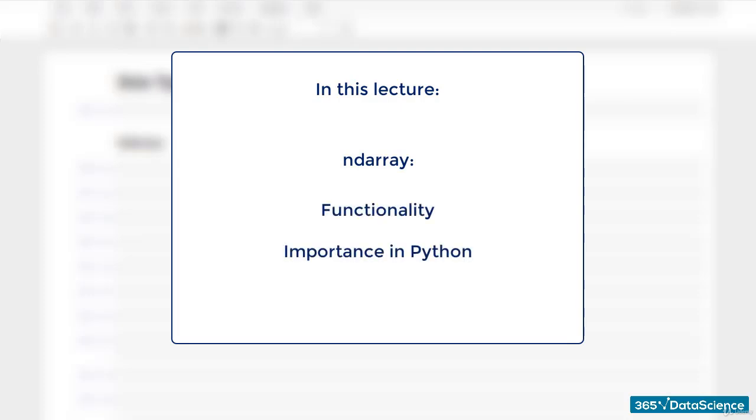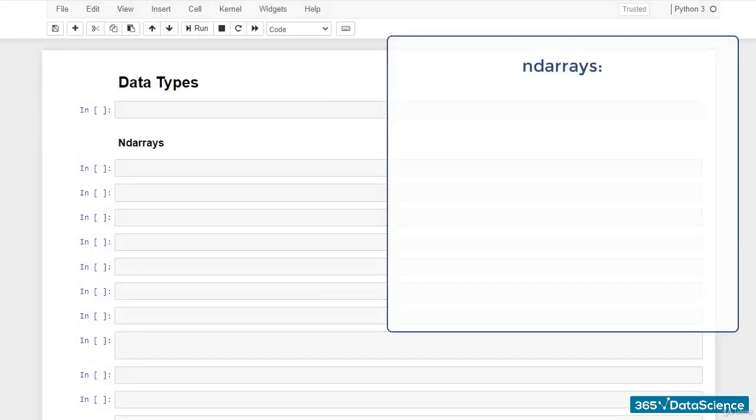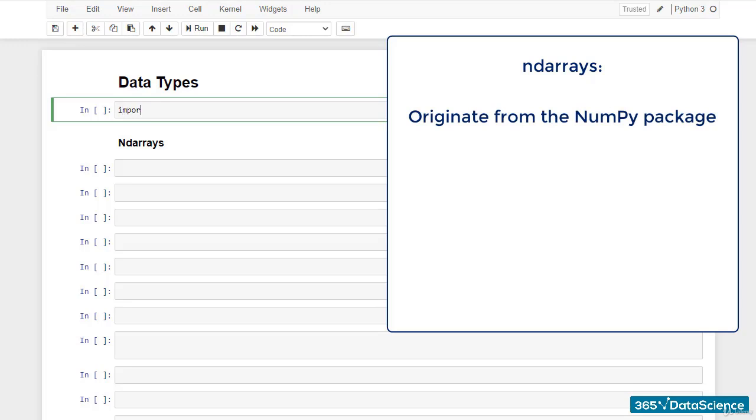Welcome back. In this lecture, we'll work with another data type in Python, the ndarray. We'll discuss its functionality, its importance in Python, and then we'll go over how to use it. For starters, these ndarrays originate from the NumPy package, so we most definitely need to import it before we get going.